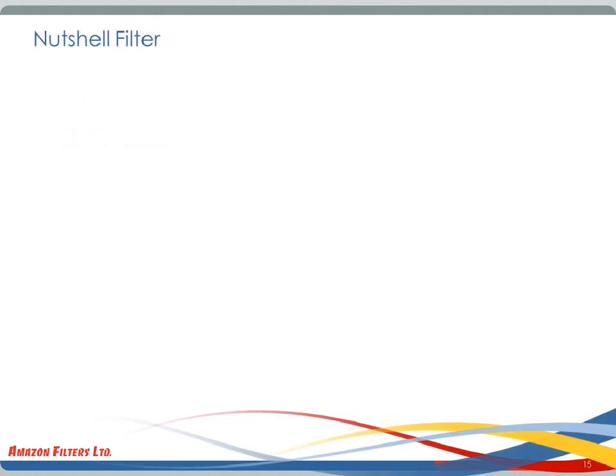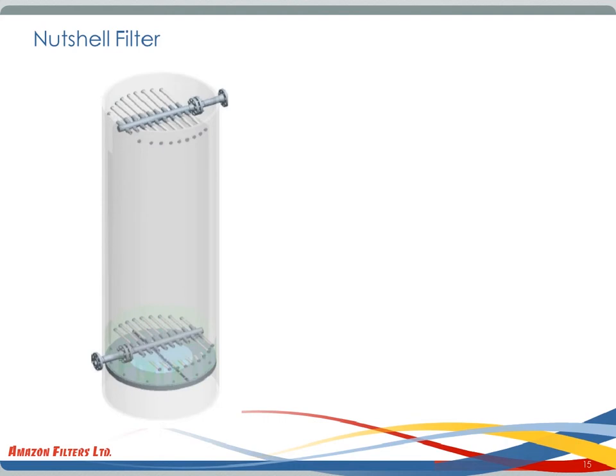The nutshell filter is a bed type filter where we pass the produced water down through a bed of crushed walnut shell material. As it passes through the walnut shell material, oil is absorbed onto sites on the surface of the crushed walnut shell where it is trapped. Our solids are trapped within the matrix of the bed.